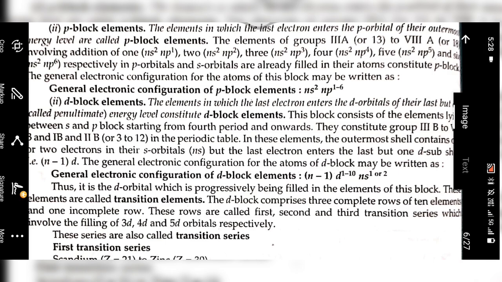D block elements. The elements in which the last electron enters the d orbitals of their last but one energy level constitute d block elements. This block consists of elements lying between s and p block starting from the 4th period and onwards. They constitute groups 3B to 8B and 1B and 2B. In these elements, the outermost shell contains 1 or 2 electrons in their s orbitals, but the last electron enters the last but one d subshell, that is (n-1)d. The general electronic configuration for the atoms of the d block may be written as (n-1)d1-10 ns1-2.